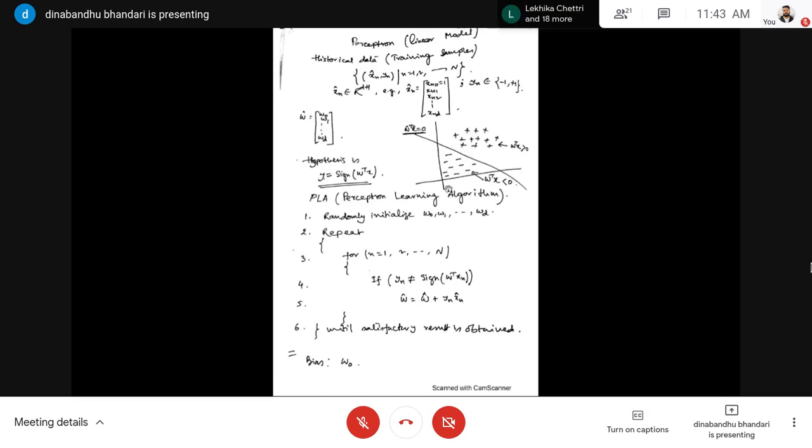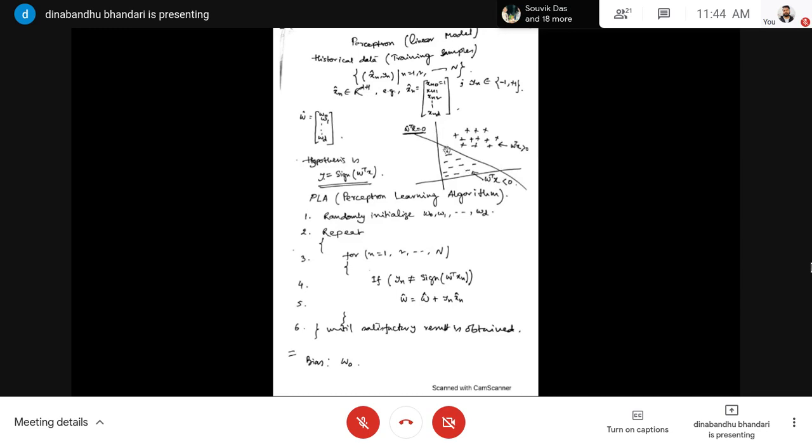Now our objective is to find a line, something like this, that would separate these two classes. That is the boundary. That's what our objective is. Whenever you are trying to find the boundary, say in two dimensions, this is the x1 axis and this is the x2 axis. What is the equation of this line? It is w1x1 plus w2x2 plus w0 equal to 0.